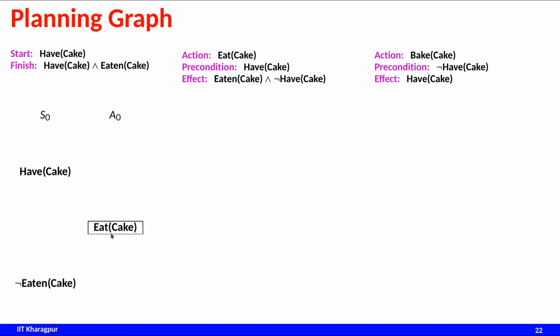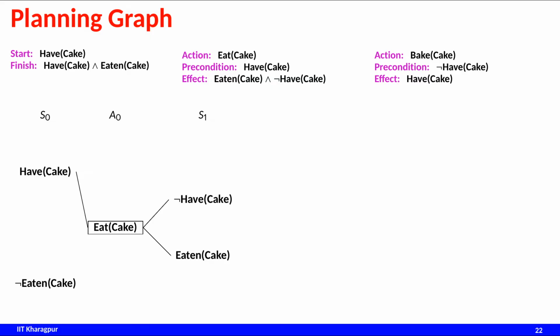Now eat cake can be applied because have cake is true in the previous level. Now if we apply eat cake, then it results into a set of new literals, which is not have cake and eaten cake, that we can figure out from the effects of the corresponding action. So the moment we apply eat cake, it results into two literals, in this case not have cake and eaten cake.